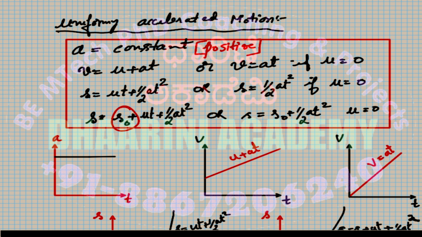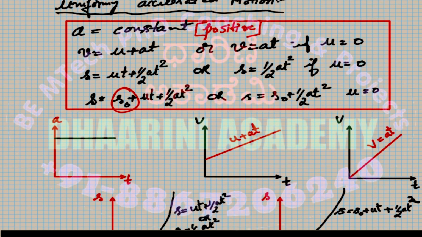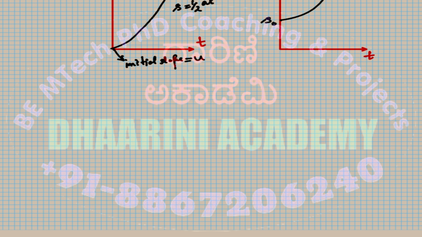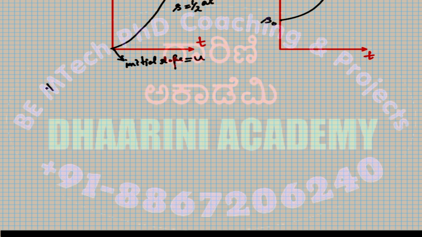Okay, at the same time, there is another type of uniformly accelerated motion with acceleration being negative. Once again, we are still in the same uniformly accelerated motion, but this acceleration is negative. So we call that uniformly decelerated motion, or you can call it retarded motion.